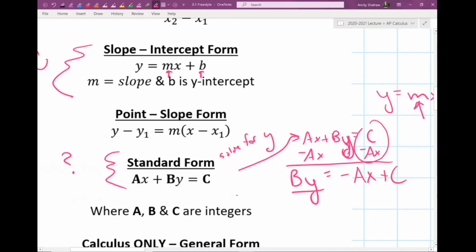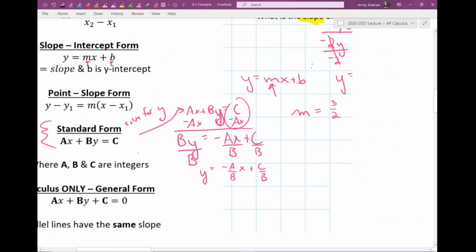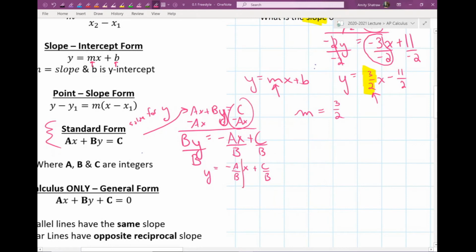And I'm going to solve for y by dividing by that coefficient. Here we go. Y equals negative a over b times x plus c over b. You're like, oh, that was painful. Why would you do that? Well, look, I just came up with a trick. What trick? What do you mean?